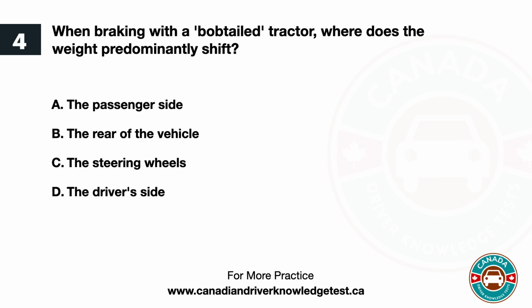Question 4. When braking with a bobtailed tractor, where does the weight predominantly shift? A. The passenger side. B. The rear of the vehicle. C. The steering wheels. D. The driver's side. The answer is C. The steering wheels.